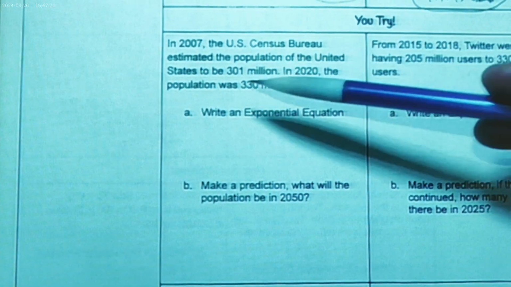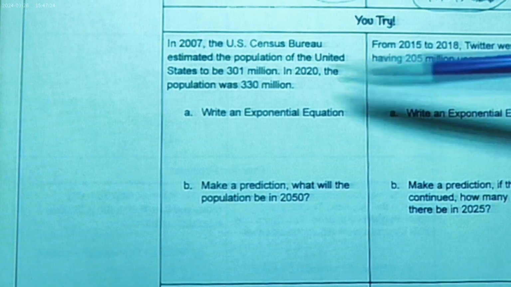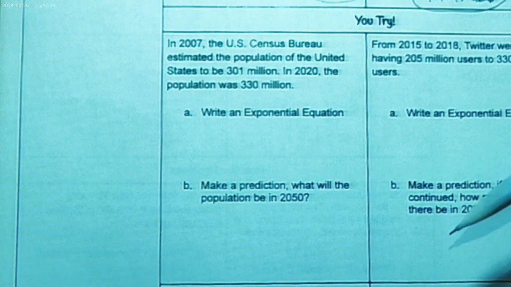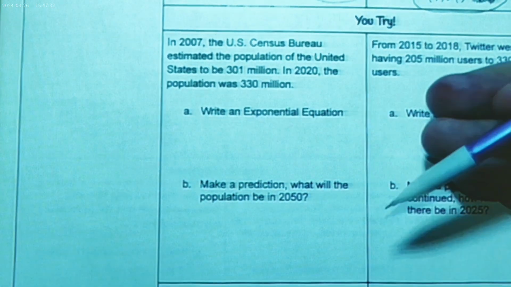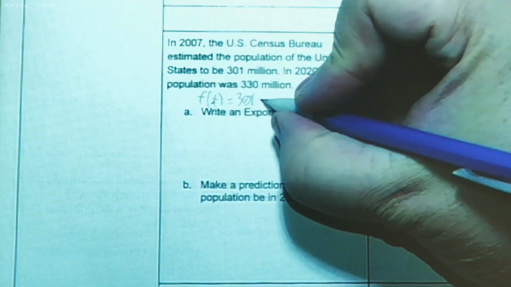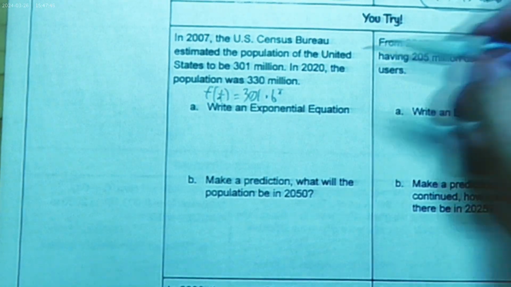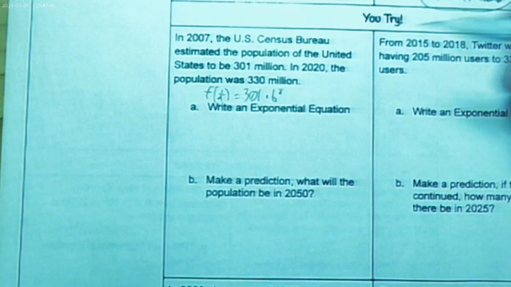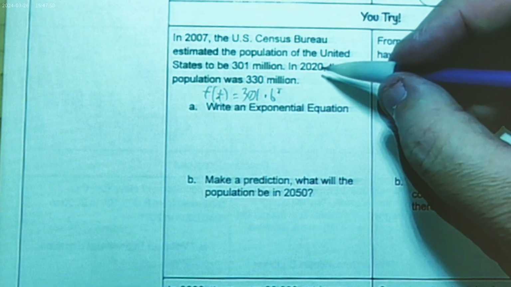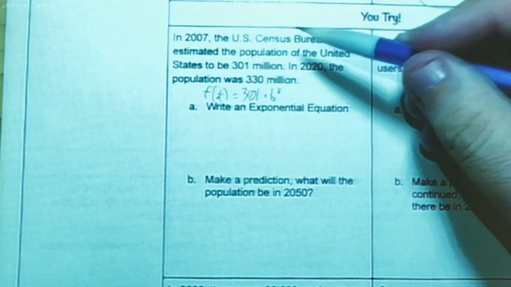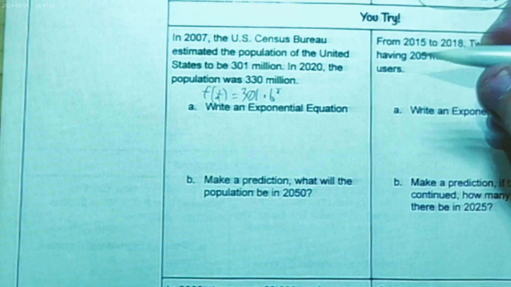All right, so in 2007, the Census Bureau estimated the population of the U.S. to be 301 million. In 2020, the population was 330 million. So if I have 2007 as time equals 0, I have an initial value of 301 times b to the t. In 2020, I've got another data point at 330 million. But I can't use 2020 in the calculator because the calculator will just hate me. So what is the time difference between 2007 and 2020? It's going to be 13.